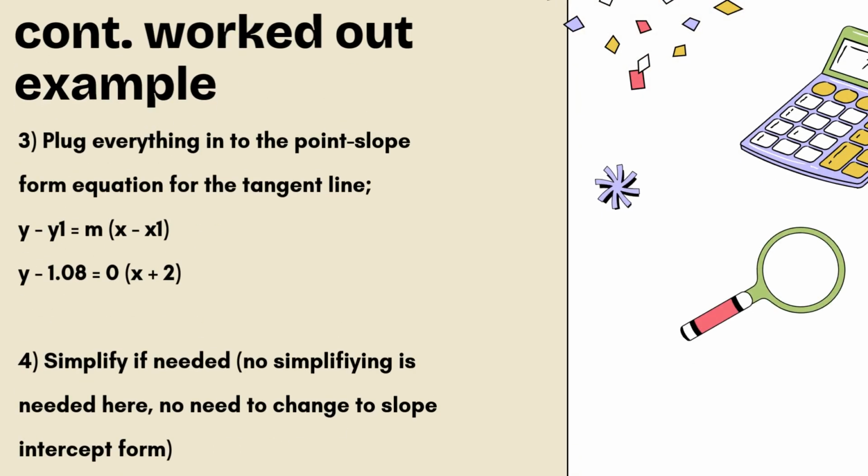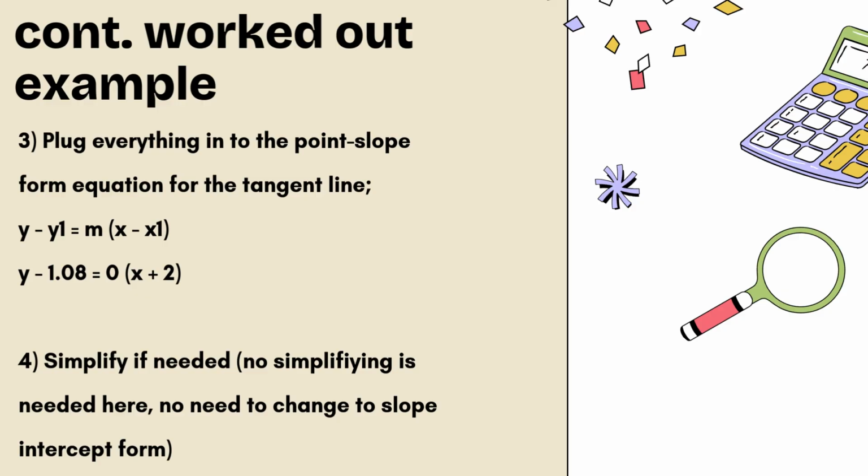So our third step right now would be to plug everything that we have as of this point in time into the point slope form equation for the equation of the tangent line. So again, remembering that the point slope form equation for any equation of the tangent line is y minus y1 is equal to m times x minus x1.